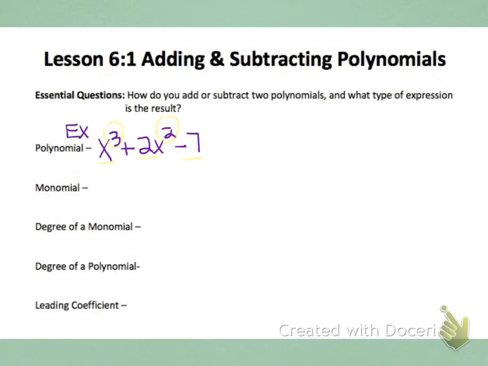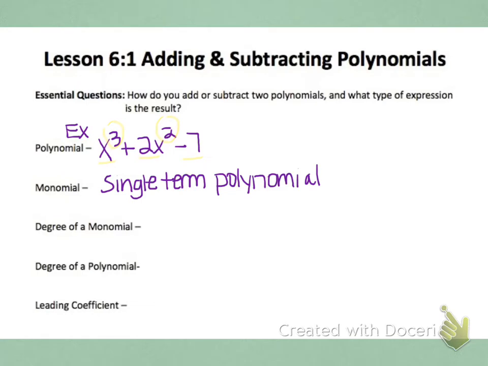So what exactly is a monomial? Well, a monomial is just a single term polynomial. So if we just took any one of these, each one of these is a monomial on its own. But because we have three of these terms, this is actually called a trinomial. So again, we would define a monomial to be a single term polynomial.